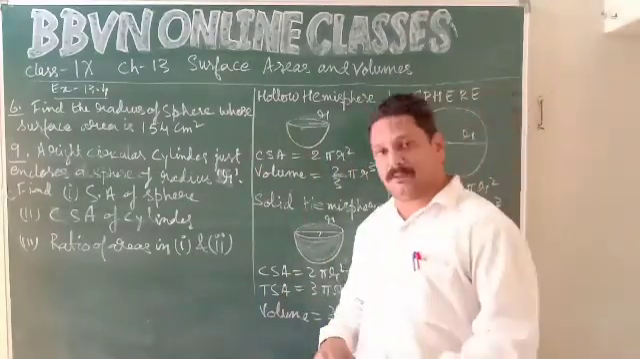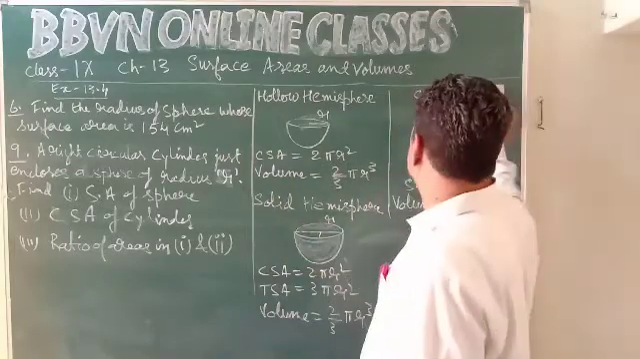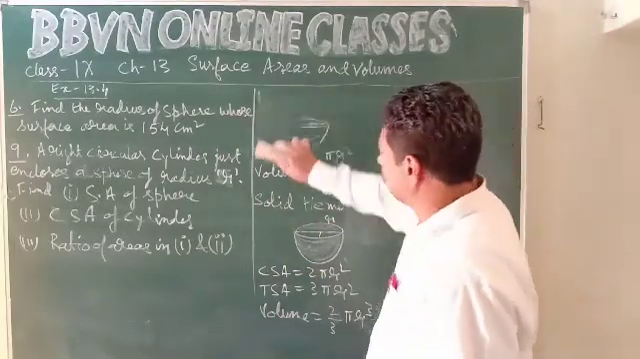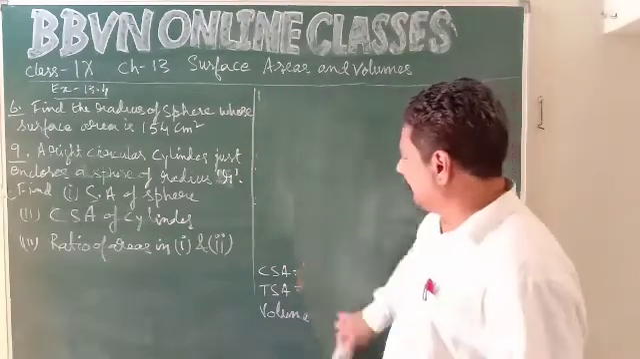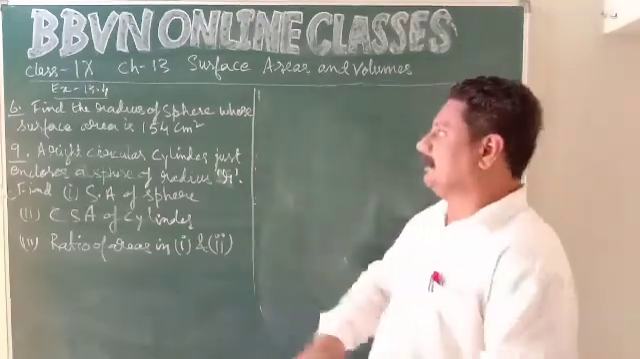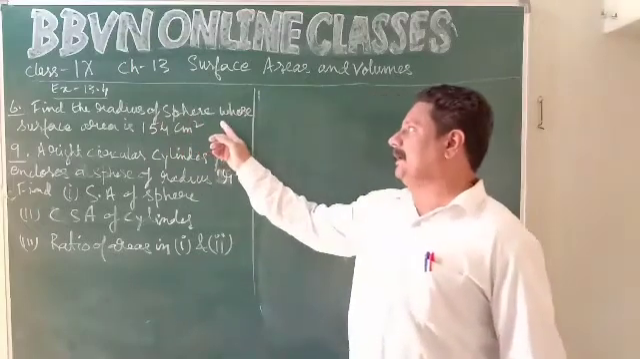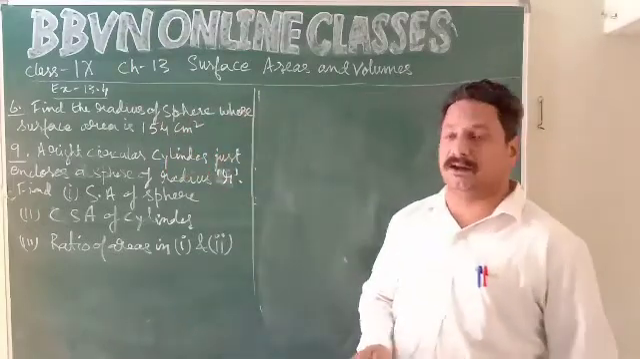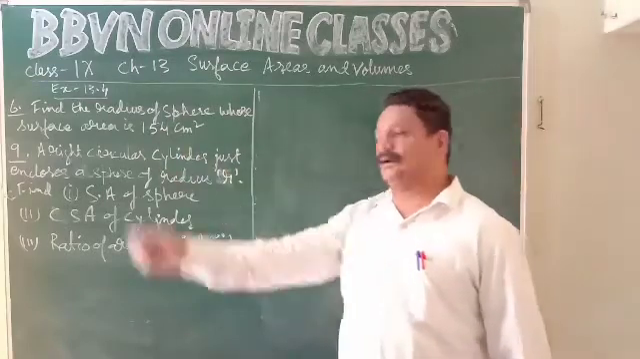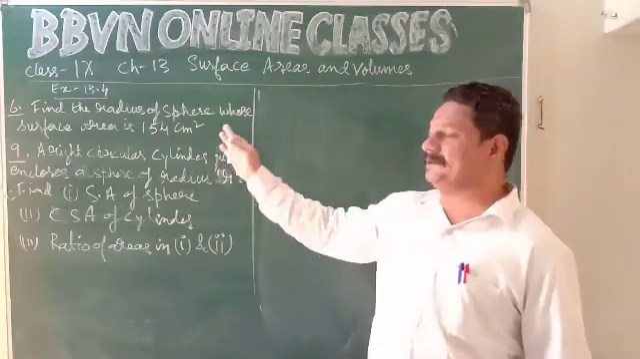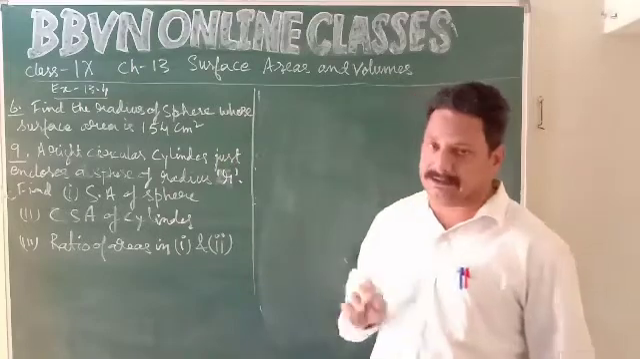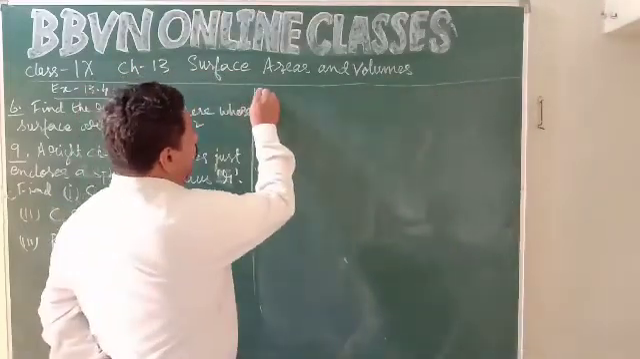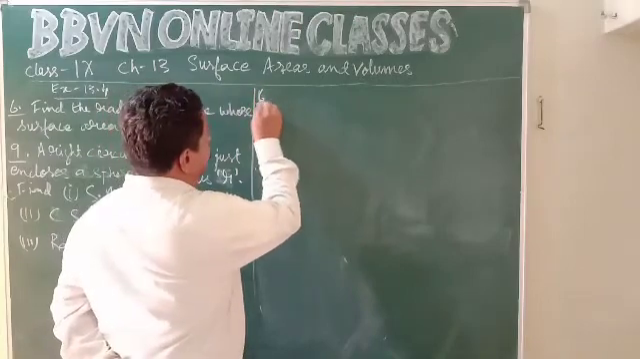Now we'll solve some questions of exercise 13.4, which are based on these formulae of sphere and hemisphere, whatever it is. Find the radius of a sphere whose surface area is 154 centimeters square. You are provided with the surface area of the sphere. You need to find its radius. So we don't know what the radius is. So first, solution of question number 6.